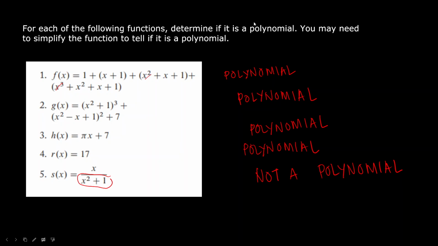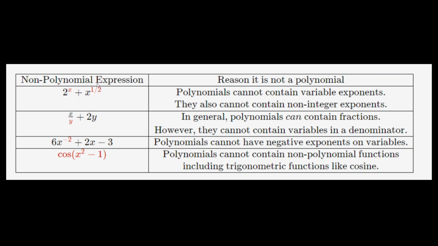So it is not allowed. What are the expressions that are non-polynomial? For example, 2 over x plus x raised to 1/2. Why is it not a polynomial? Polynomials cannot contain variable exponents. They also cannot contain non-integer exponents. A fraction exponent is not allowed. Next, x over y plus 2y. Why is this not a polynomial? Because of the denominator y. In general, polynomials can contain fractions, but they cannot contain variables in a denominator. If it were a number, it would be fine, but it is a variable. So it does not qualify as a polynomial.